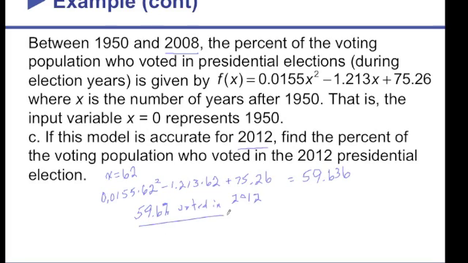I will tell you it's not totally accurate, because I looked up this information and the actual percent was 57.5% who voted in the presidential election in 2012.